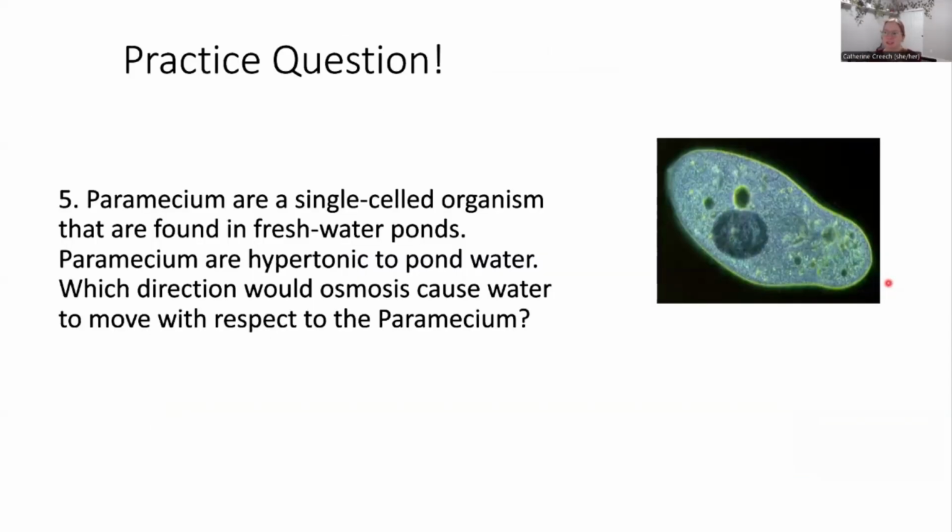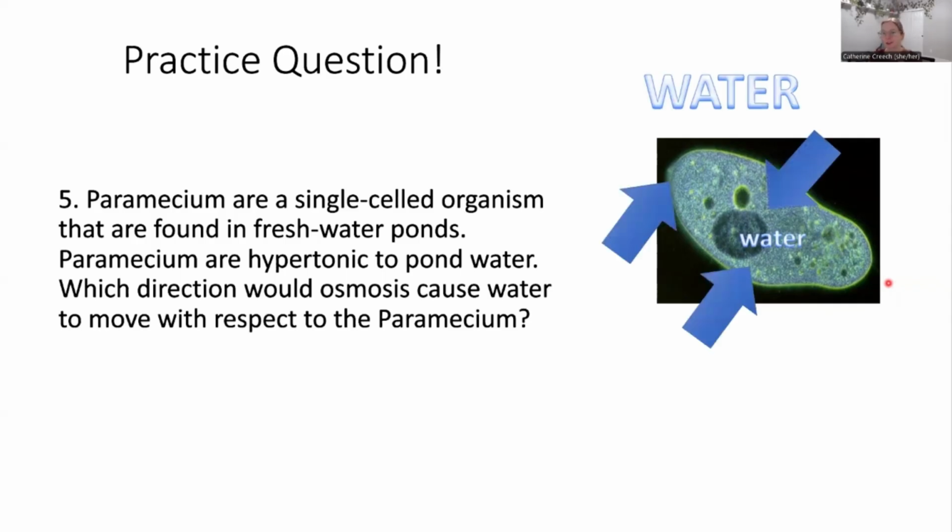A paramecium is a single-celled organism that is found in freshwater ponds. Paramecium are hypertonic to pond water. Which direction is the water going to move with respect to the paramecium? If it's hypertonic, that means that there's more solute and less water inside the paramecium. Because of that, water is going to want to go from its high concentration to its low concentration. So water will flood into the paramecium. Water, less water, movement of the water.